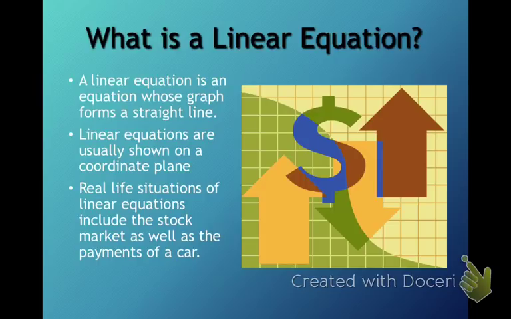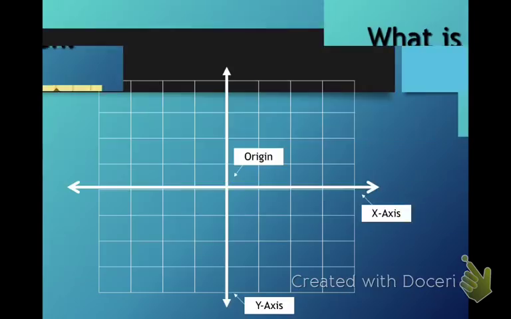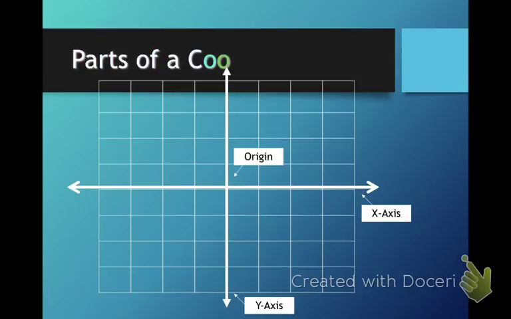And real-life situations of linear equations include the stock market as well as the payments you make on a car. Okay, as you pay off, you reduce the amount you owe, and things like that are going to be linear.